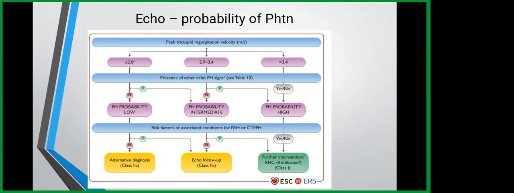So if the TR velocity is intermediate, between 2.9 and 3.4, and there are other echo signs.